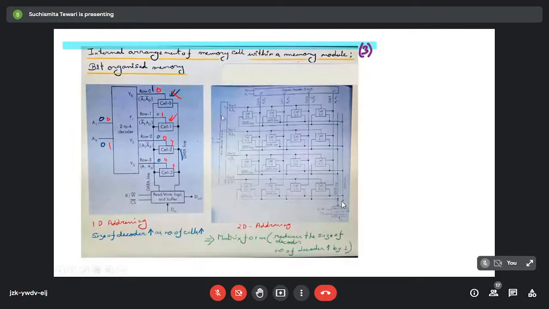Now, since there are rows and columns, we can alternatively call it the matrix form, rows and columns. Here it reduces the size of the decoder, but obviously the number of decoders is increased by 1. Still, that is acceptable because the availability of small sized decoders is much higher compared to bigger sized decoders. So that is the significance of moving from 1D addressing to 2D addressing.